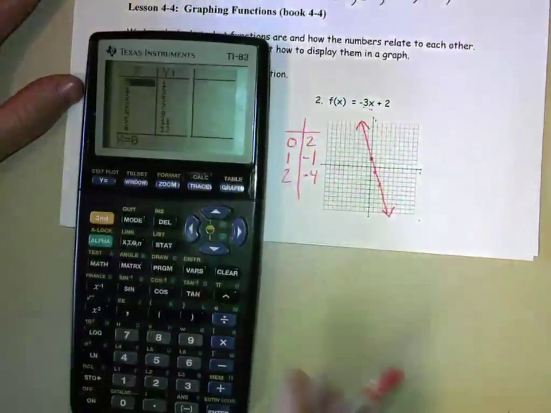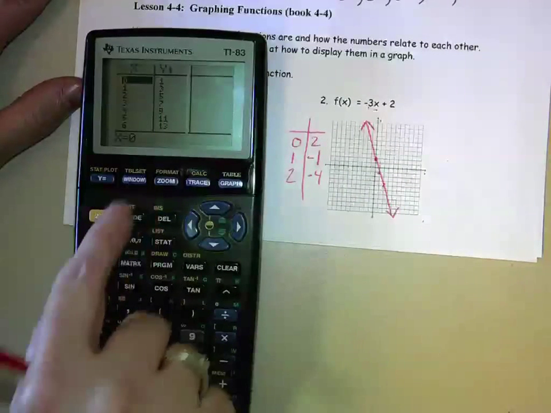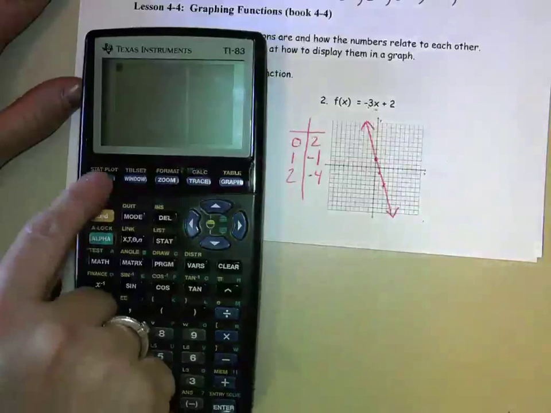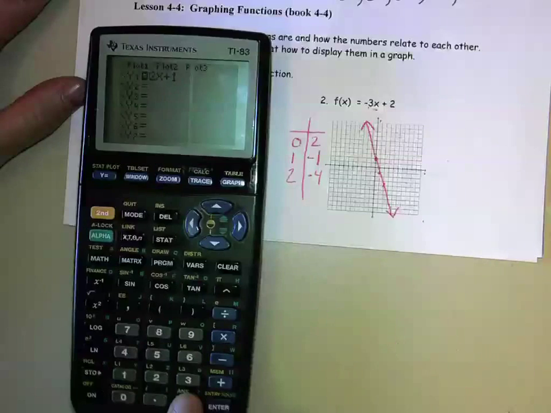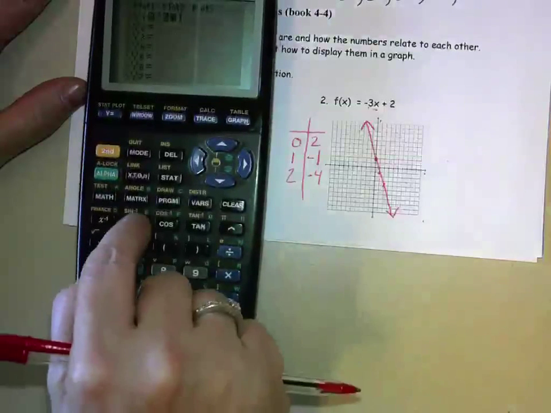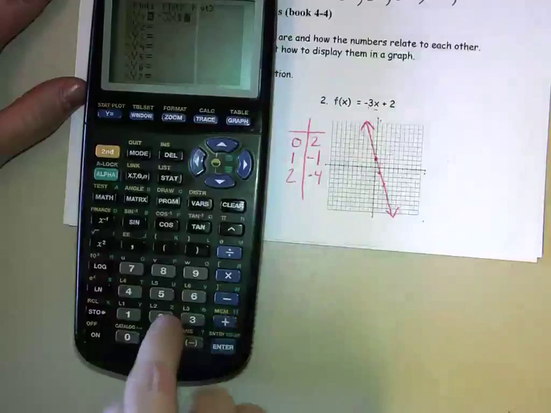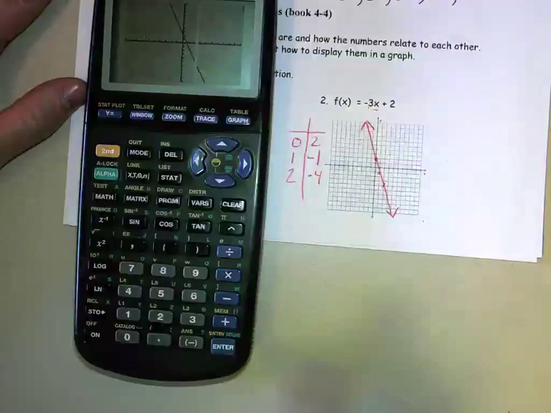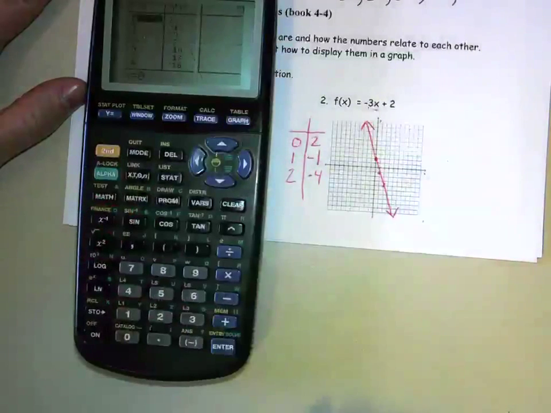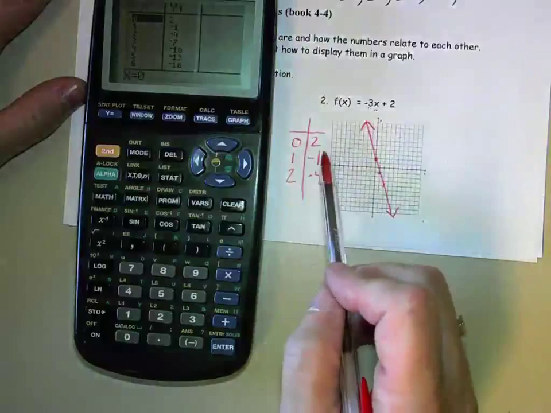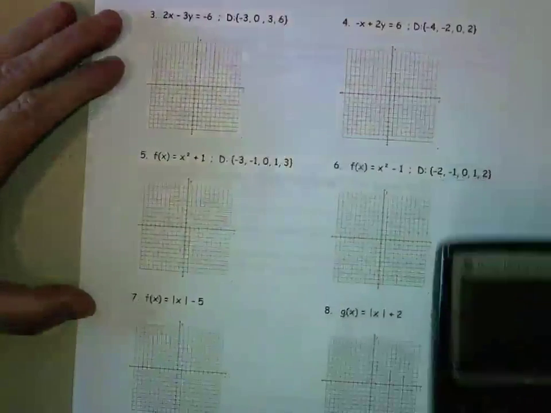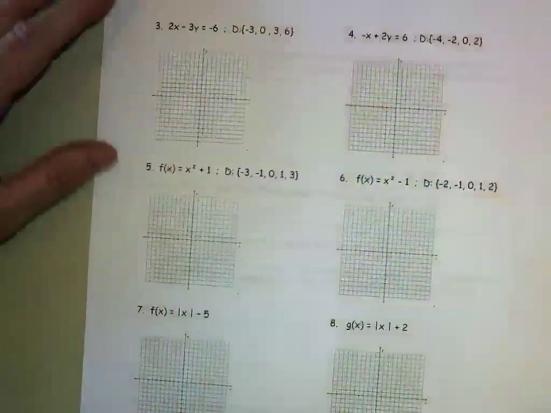And I'm going to check this one on my graphing calculator. If you want to get out of this, you do second, quit. I'm going to go back to y equals. I'm going to type in negative 3x plus 2, and then I can hit graph. Looks pretty close to my line. And if you do second and table, 0, 2, 1, negative 1, 2, negative 4. And I think your notes are a little different than mine, so I have to move to the next page. I don't think you have to yet.